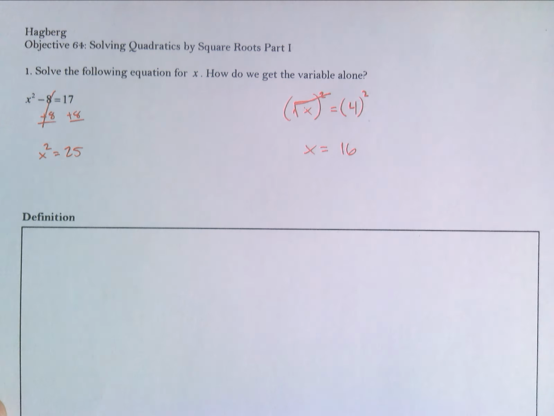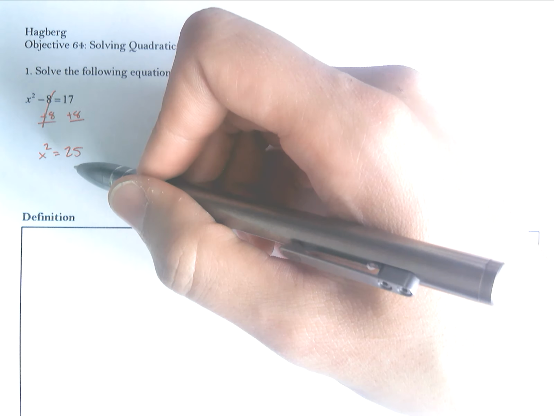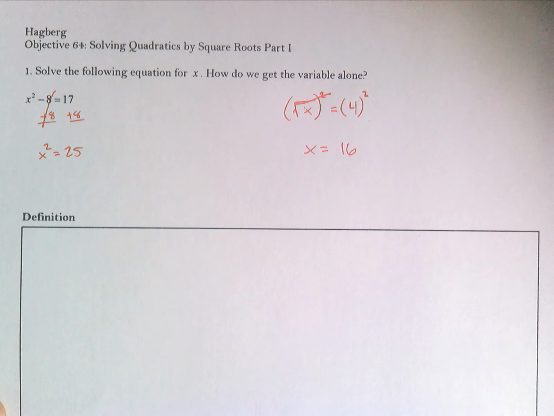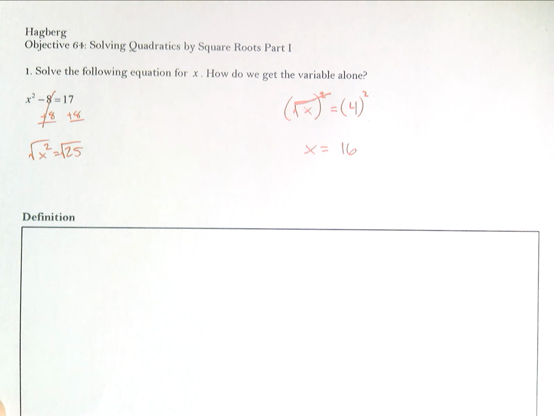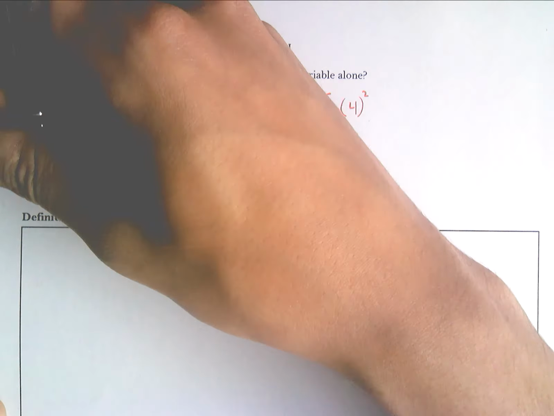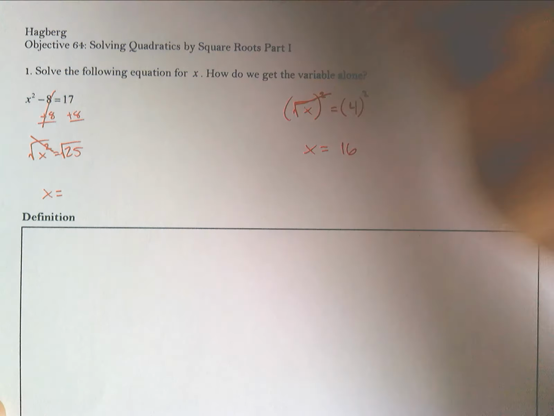Now, let's use that idea and revisit this over here. We've got x squared equals 25. Well, we have to use the inverse operation. Like I said, the square and square root are inverse operations of one another. So to get rid of the square, we're going to square root both sides. So again, on the left-hand side, we have the square and square root cancel, and we're just left with x. And then on the right-hand side, we have the square root of 25.